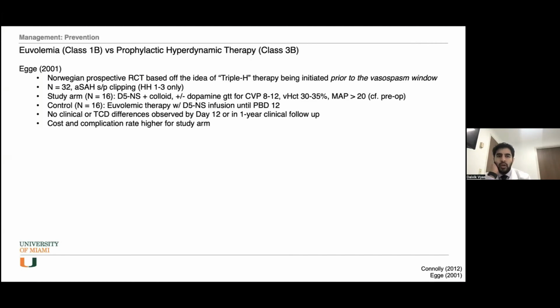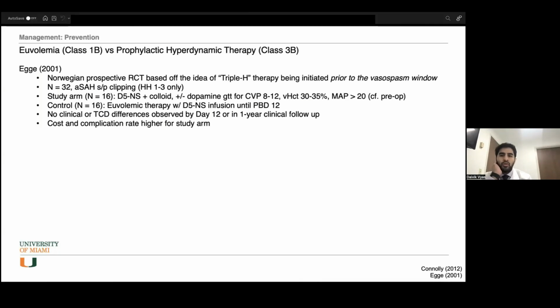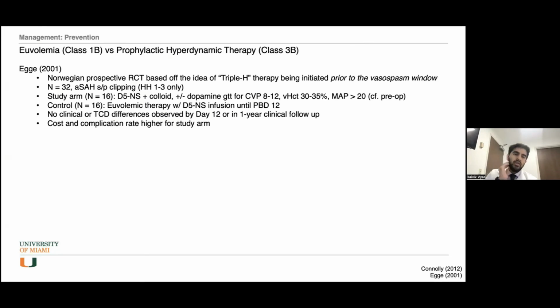of Norway in 2001. It was a prospective randomized controlled trial that tried to use prophylactic Triple H therapy prior to the vasospasm window onset. So in 32 Hunt and Hess 1 to 3 patients who underwent surgical clipping of their aneurysms, the study arm of 16 patients had D5NS and colloid plus or minus dopamine drips administered for hemodilution, hypertension, and hypervolemia. And this was compared to patients who were maintained with euvolemia until post-bleed day 12.